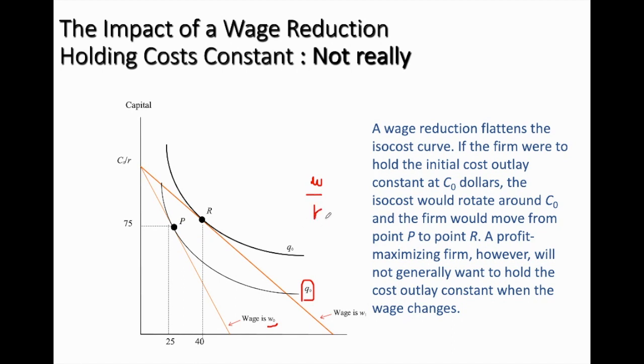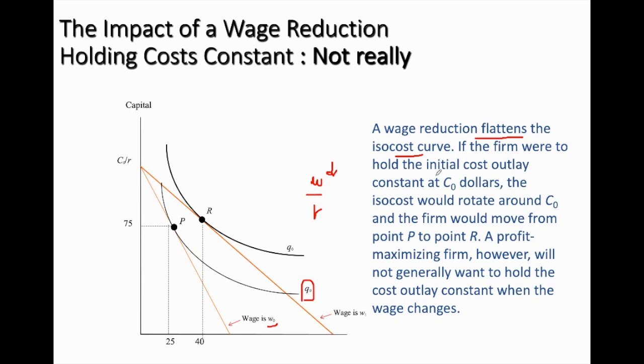Assuming that the price of capital is constant, if there is a reduction in the wage rate, what will happen here is the ratio now becomes smaller. That will be represented by a much flatter isocost. Therefore, we can say that a wage reduction would flatten the isocost curves. So this is one implication of the wage reduction.